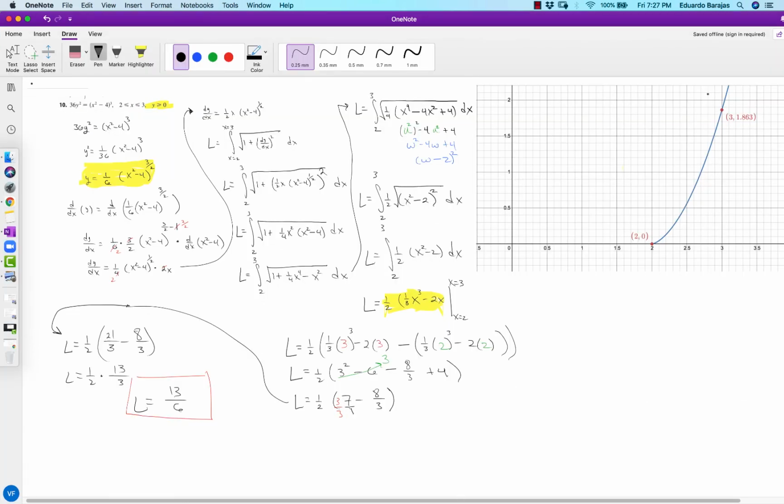Okay, so we found that this curvature here in blue, that's the one we're working with. That's y equals 1/6 (x squared minus 4) raised to the power of 3 divided by 2. And we found that the length of that curvature, starting from x equals 2 over to x equals 3, that's this right there, it's the same thing as the length of the curvature that connects these 2 points.